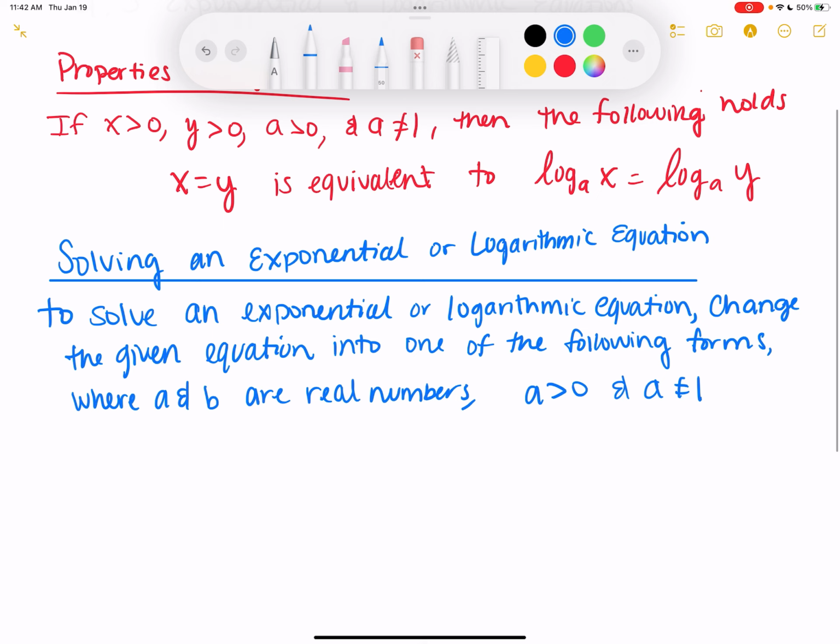So the first one, a raised to the f of x, so that's just saying that some function is up there, is equal to b. And we solve by taking the logarithm of each side.